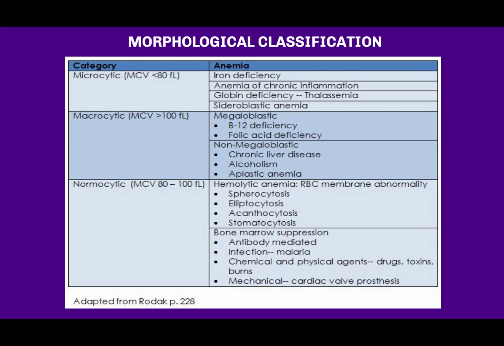Normocytic anemia also can happen in patients with bone marrow suppression. Something is wrong in the bone marrow. The bone marrow has been suppressed from producing a normal amount of blood cells. It can be due to an antibody-mediated problem, infection, for example malaria, chemical or toxic agents such as drugs, toxins or burns, or a mechanical problem such as cardiac valve prosthesis.